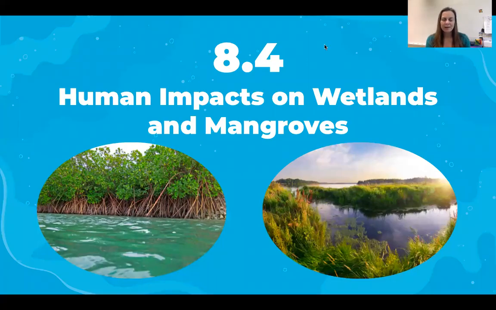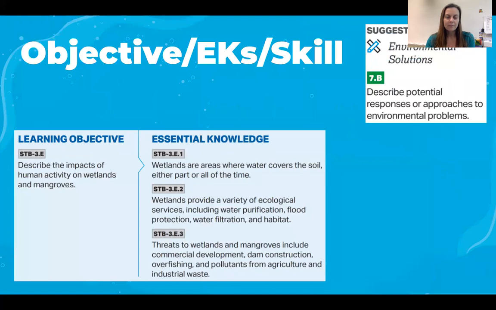Hi, welcome back to our APES Flipped Classroom, where today our focus is on human impacts on wetlands and mangroves. So wetlands are going to be familiar to us living where we do, but mangroves are something that you may or may not have ever encountered. So we'll spend a little bit of time talking about exactly what those are, but they grow in a specific type of wetlands. So we're really going to be focusing on human impact on wetlands and mangroves.